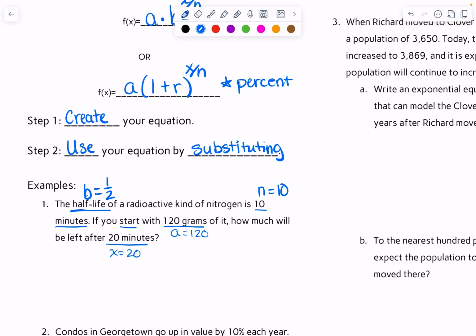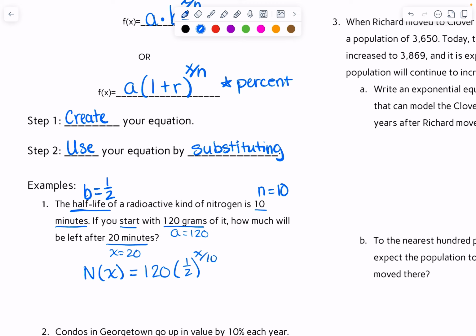So if we were to create our equation or our function first, we could start, let's see, it's nitrogen. We could start with N of x equals our starting value of 120 times our base of 1/2 to the x over 10 power.